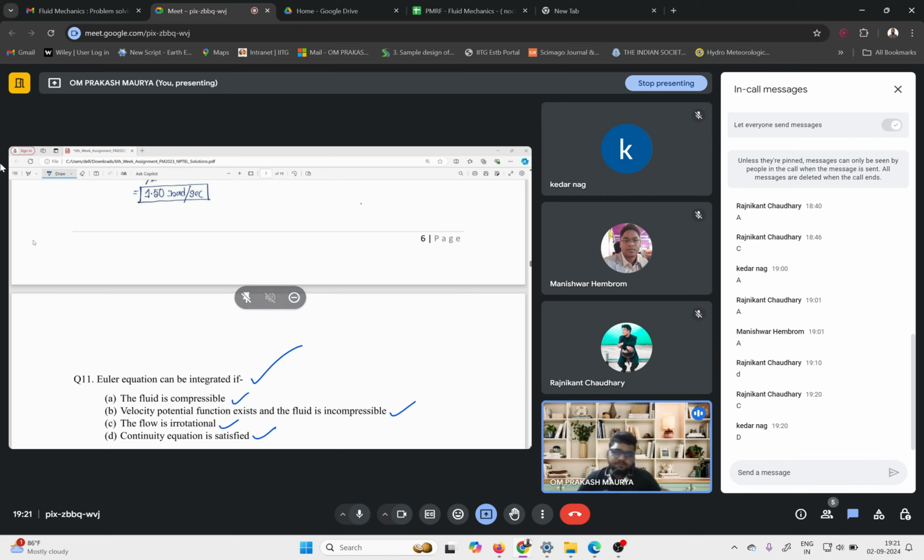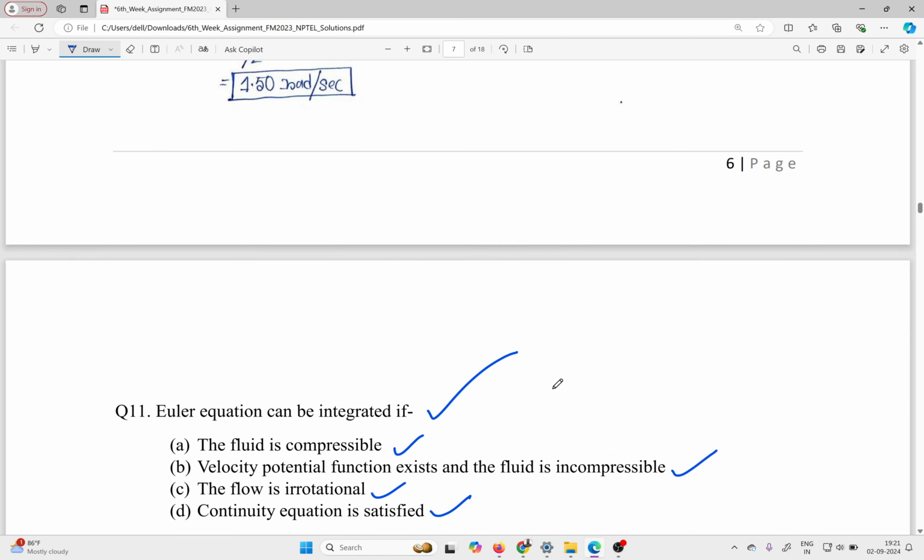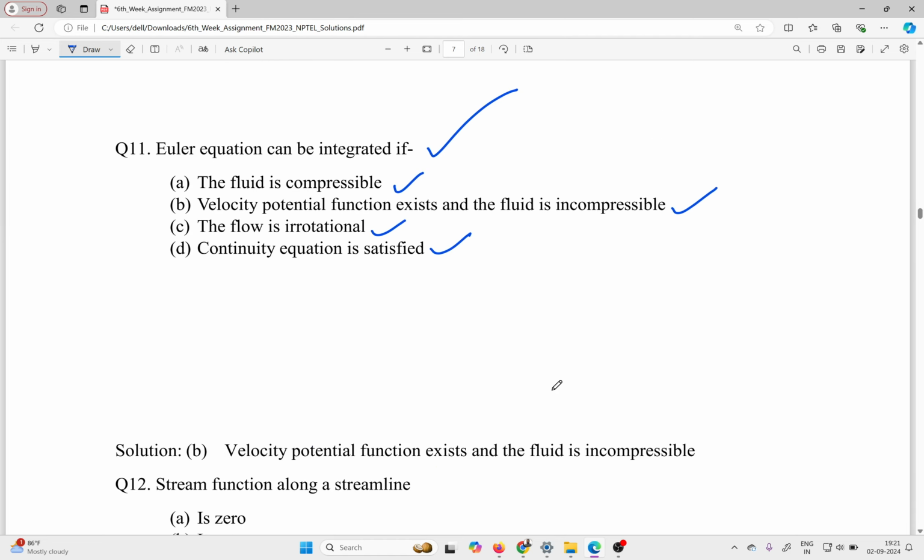Okay, so let me show you the answer. Your Euler equation can be integrated if your velocity potential function exists. Actually, the C option will also be correct, that is, irrotational is not given as correct, but the continuity equation is satisfied, but you have to choose the best appropriate answer. So your B option here will be correct. Your Euler equation can be integrated if the velocity potential function exists, that is, it should be valid, and the fluid is incompressible.